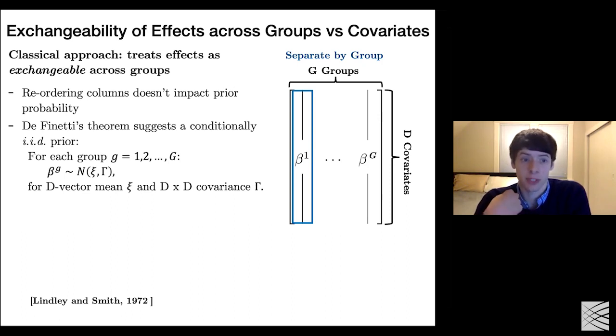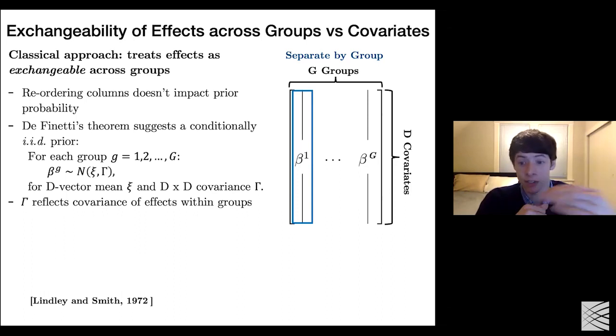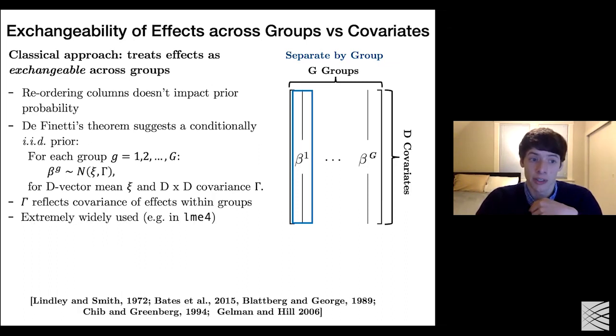And the idea here is that gamma is now going to reflect the covariance of effects within each group. So maybe if the effect of the after school program is very high in some school, we would expect a smaller effect associated with participation in sports. And essentially because of this simplicity, and computational simplicity down the line, this is exactly what Lindley and Smith had done in their original paper, and has since become extremely widely used in hierarchical modeling.